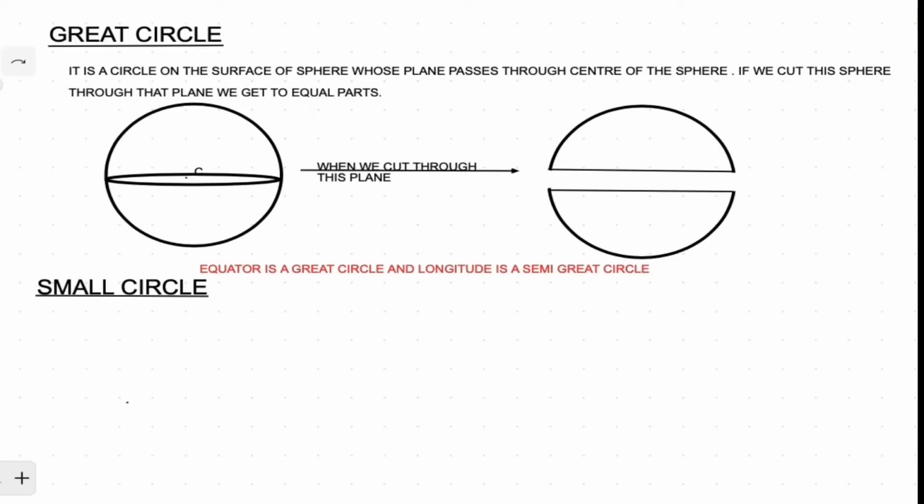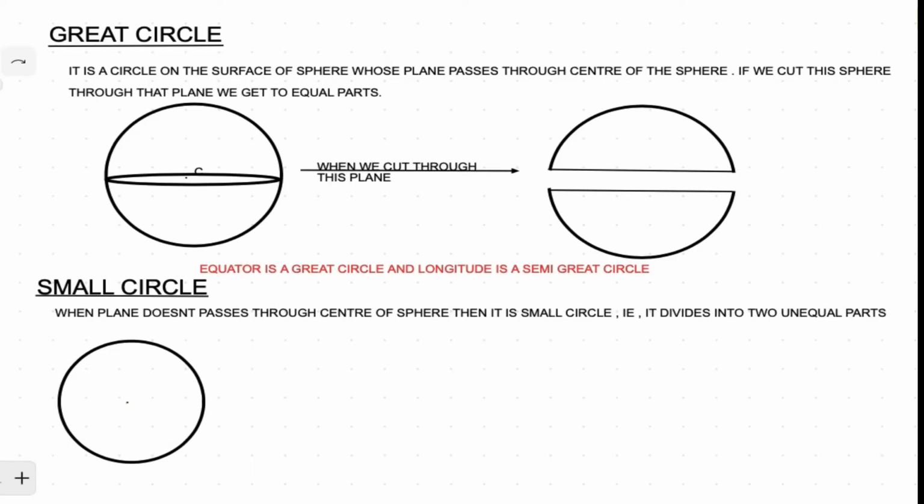Next thing, let's see what a small circle is. When the plane doesn't pass through the center of the sphere, then it is a small circle. That means it doesn't divide your sphere into two equal halves. It divides it into two unequal parts.